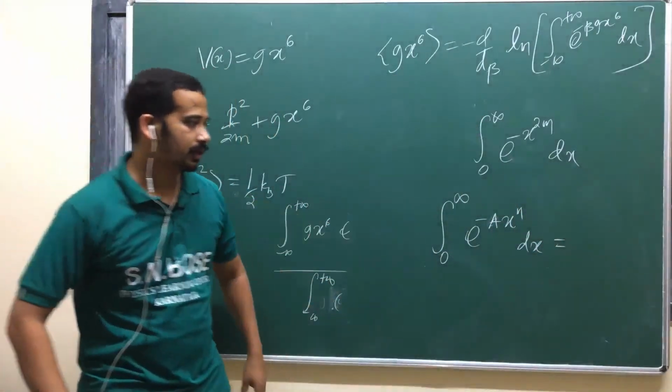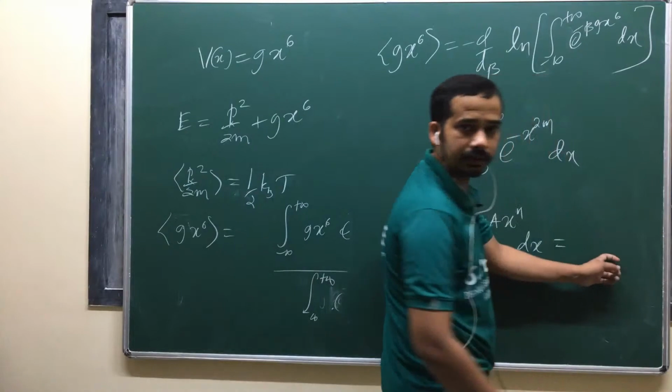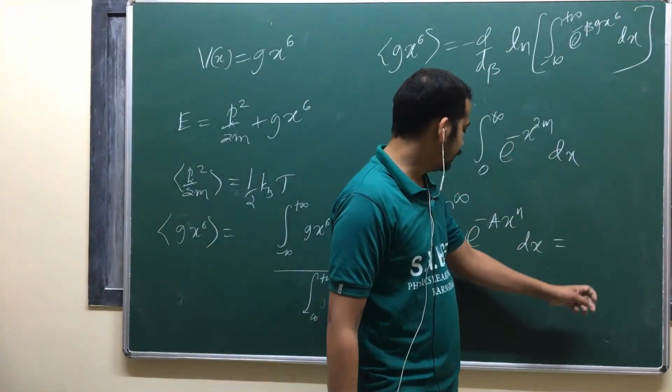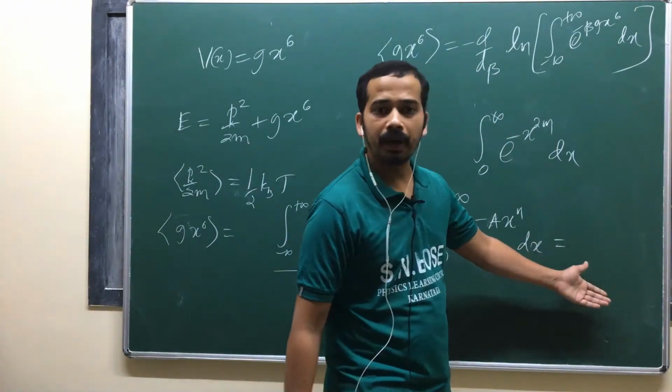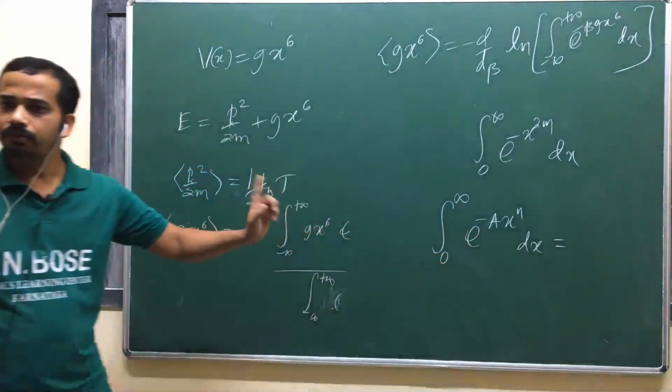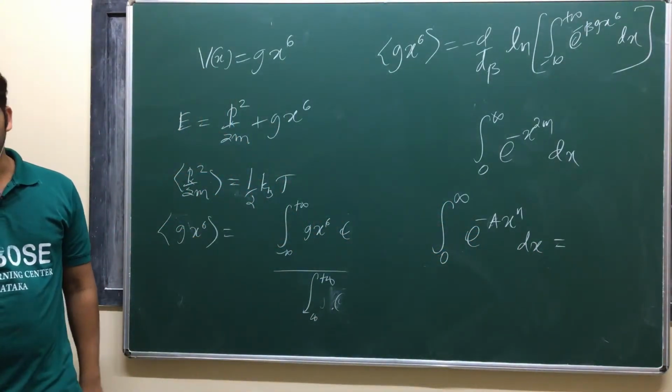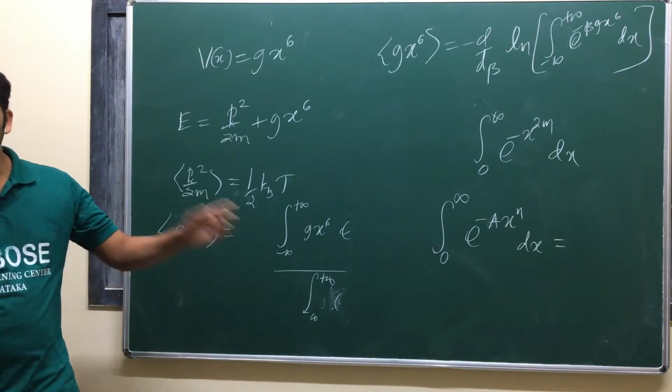I mentioned this integral. Gamma of 1 by n would come, I think. So 1 by, I think a power 1 by n or something will come. You had better remember this particular integral.